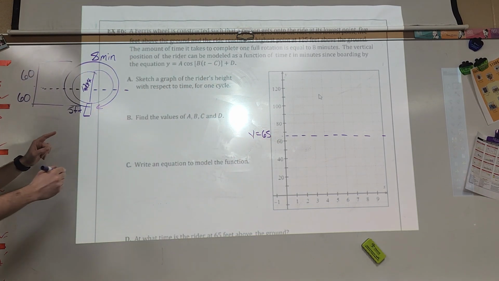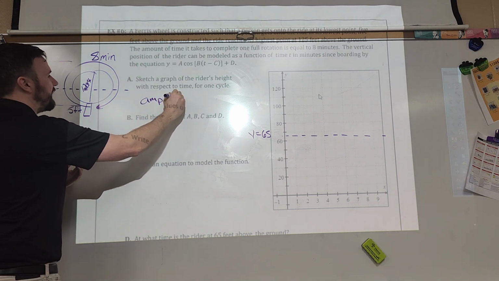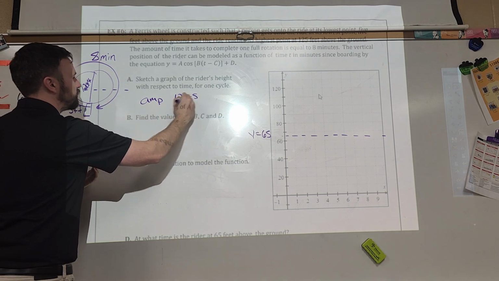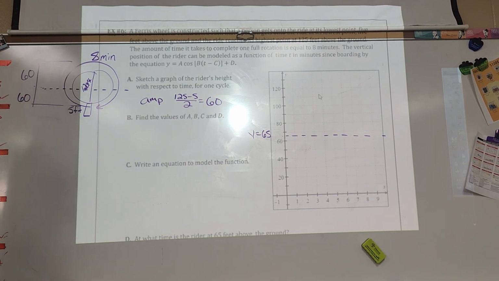Let's put it a different way. Amplitude would be my diameter. How did I used to do amplitude? It would be my highest point minus my lowest point divided by 2, right? So it's 60. Yeah. That's another way to do it without the picture. It's your highest point minus your lowest divided by 2. So now I know that.